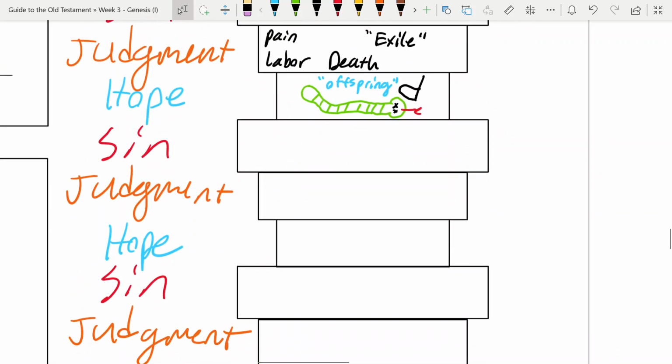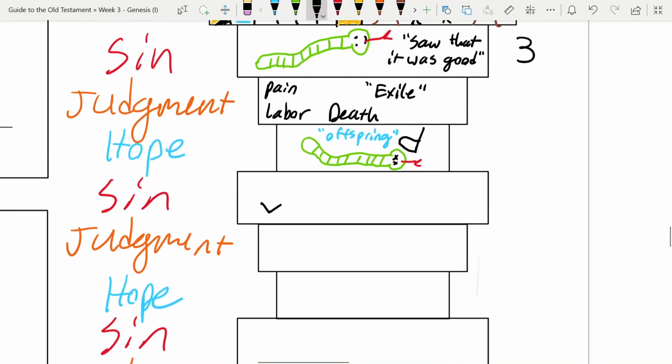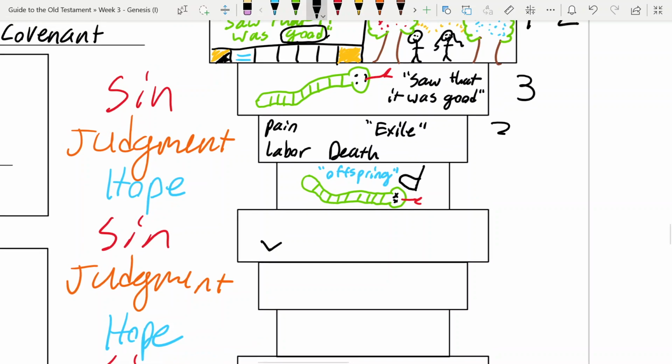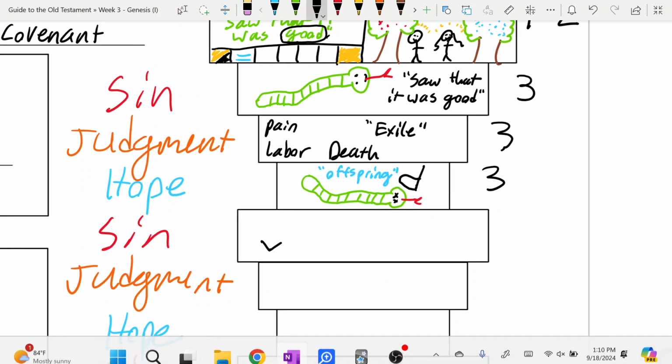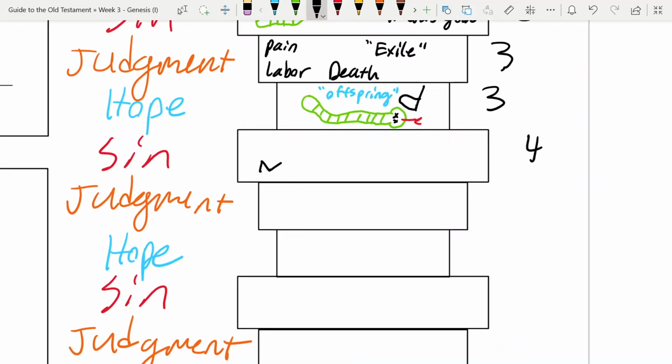So following that story, as Adam and Eve are exiled from the garden, we get another story of sin. This is the story in chapter 4. Oh, I better write my chapter numbers. This is also chapter 3. Now we're here in chapter 4. And we get the story here in chapter 4 of Cain and Abel. So Cain and Abel make offerings to God on an altar. This is an altar, if you couldn't tell.